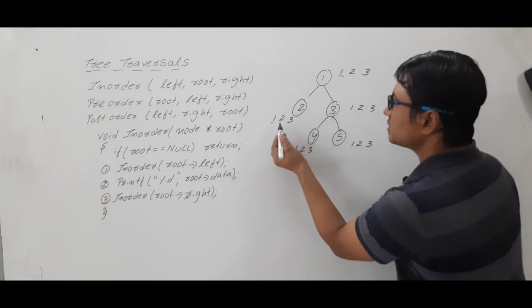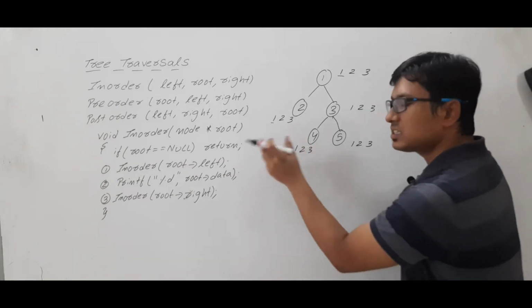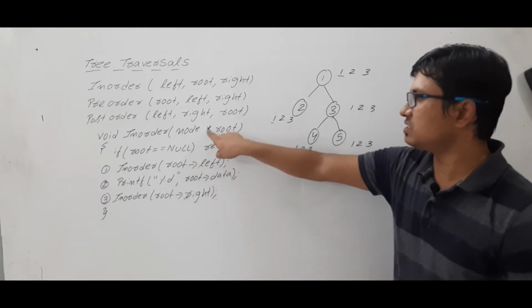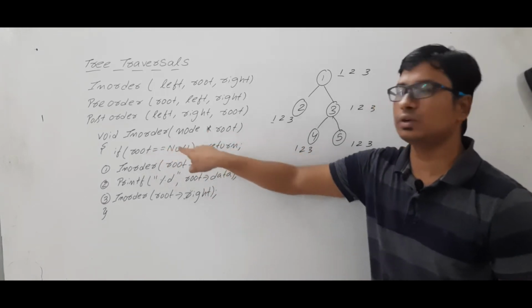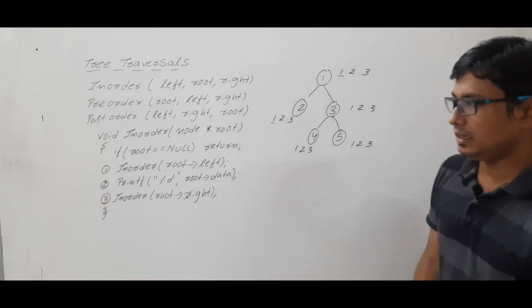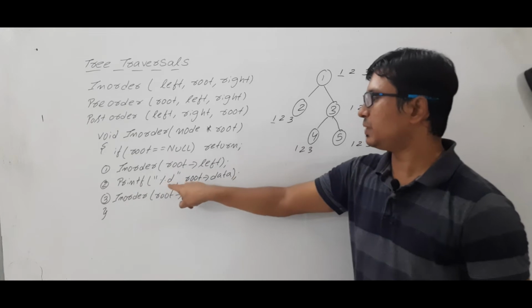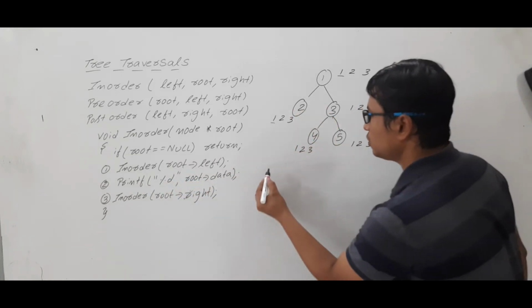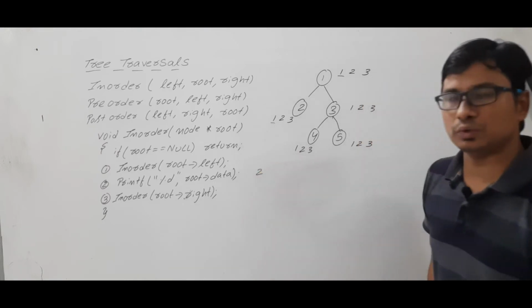Now you look at it, because it is a leaf node, its left subtree will have the value null. So root of left, which is equal to null, root is equal to null, you will return. So step 1 is completed. Now come to the step 2. Print of %d root of data. Its data value is 2. You will display the value as 2.